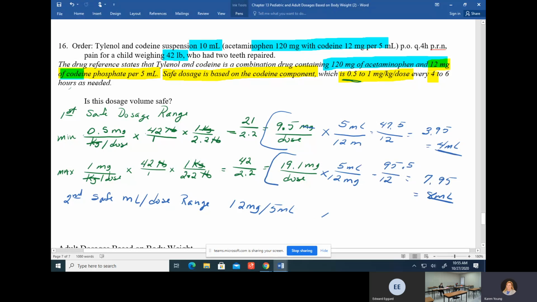So my range would be 4 milliliters is less than or equal to my ordered milliliters, which is less than or equal to my max, 8 milliliters. Now we know our order is 10 milliliters. So is that true? Is 10 milliliters greater than 4 but less than 8? No. So it's not a safe dose.